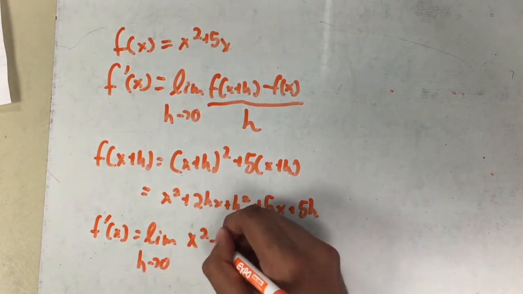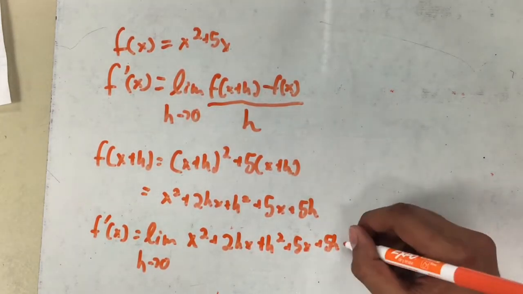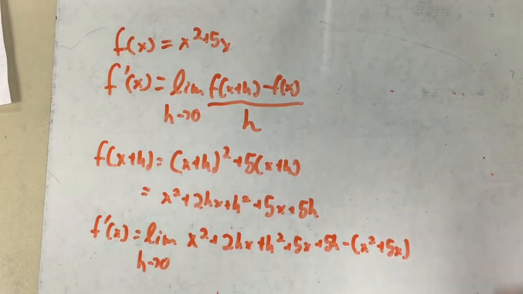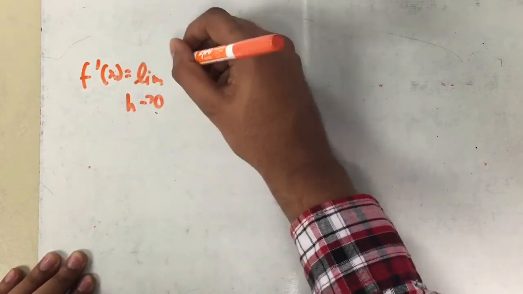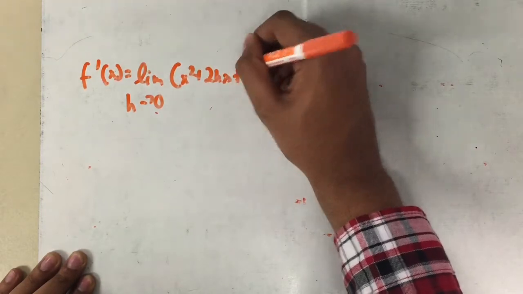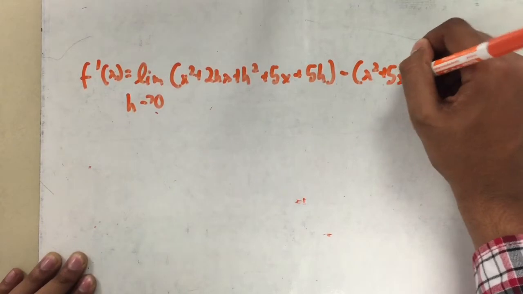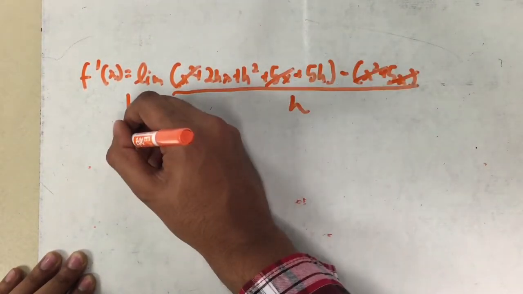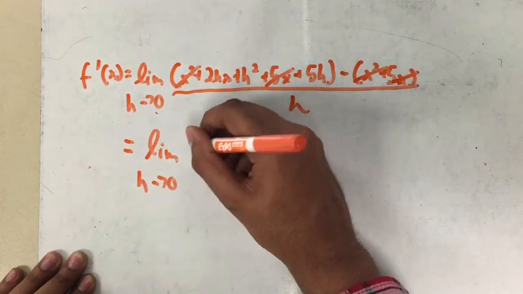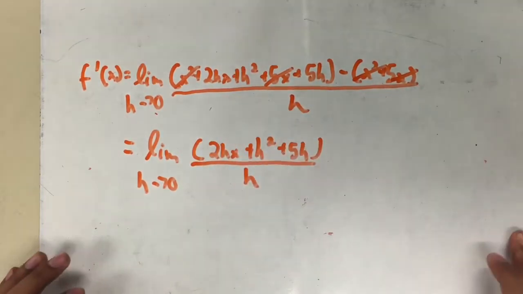And right here what we're doing is plugging in the limit definition. And then over here you can see that we plugged it in. So we have x squared plus 2hx plus h squared plus 5x plus 5h minus x squared plus 5x. And we're canceling out the x squareds and the 5x's. So what we're left with is 2hx plus h squared plus 5h all over h.